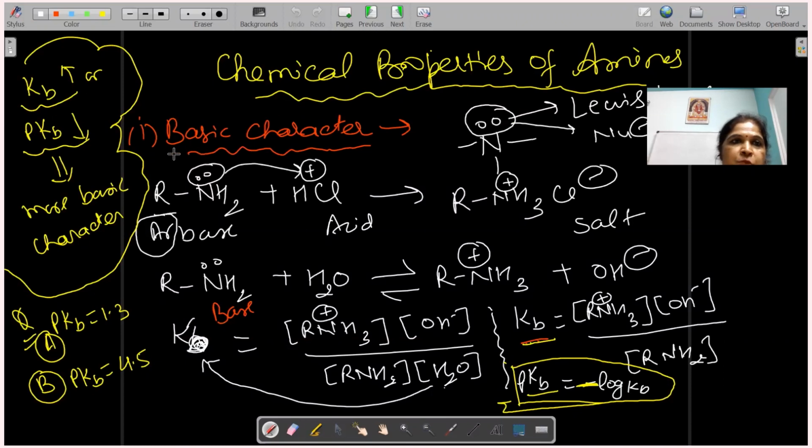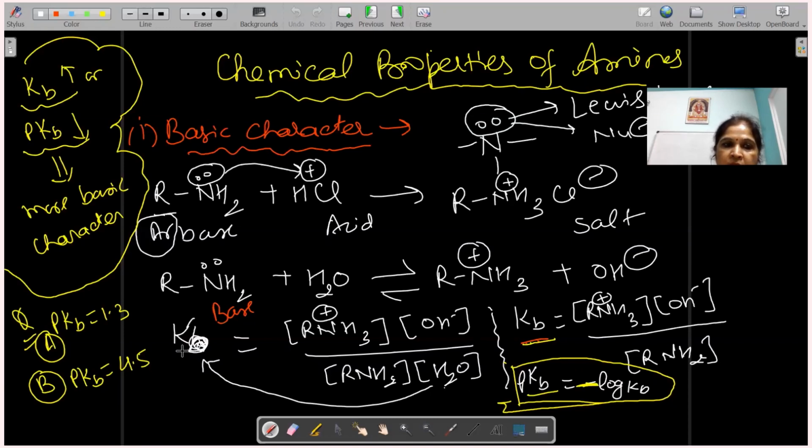So the first property we discussed is the basic character. Amines are bases, so they react with acid to form salt. Let us recapitulate the previous topic. When an amine reacts with water, or simply in aqueous medium, it forms an ammonium salt and OH minus.